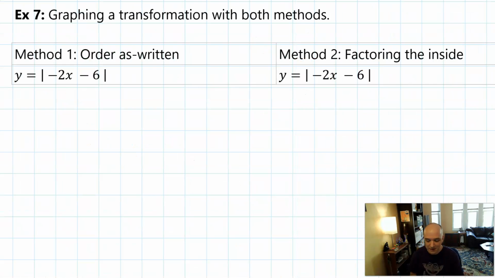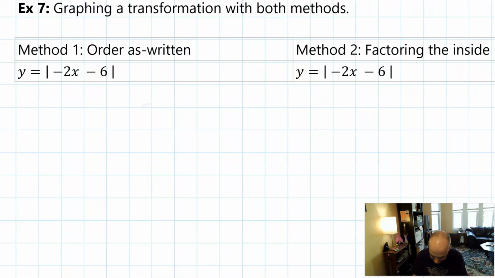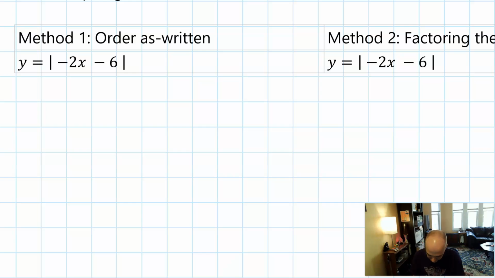So because all this might be confusing, we're going to do one more example of it. We're going to do the same transformation using both of those methods. The first method that we'll do is the order as written. So the equation we're looking at is going to be y equals absolute value of negative 2x minus 6. And there are 3 transformations going on here, right? So if I look at it, I have a reflection, I have a shrink, and I have a shift. That's a triple input transformation.